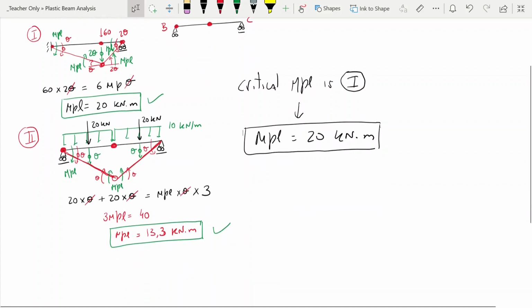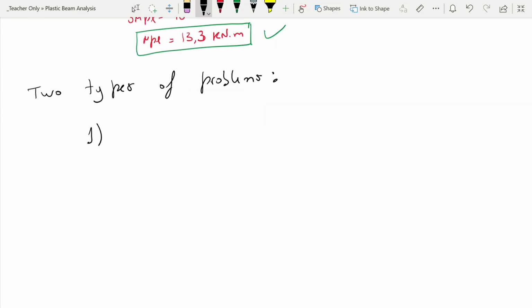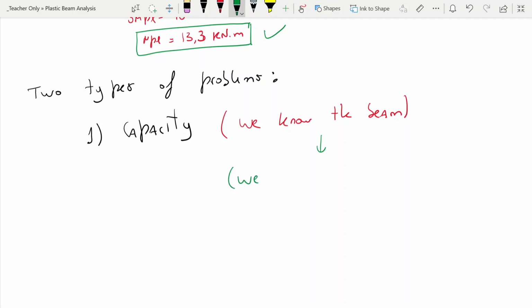The way you wrap your head around this is that there are 2 types of problems you need to consider. The first type is a capacity problem. That's the one we solved in example 1 and 2. In a capacity problem, we know the beam, and we need to find the load, and this load is the capacity that the beam can resist. The problem that we just solved is not a capacity problem because we don't know the beam. We already know the load.